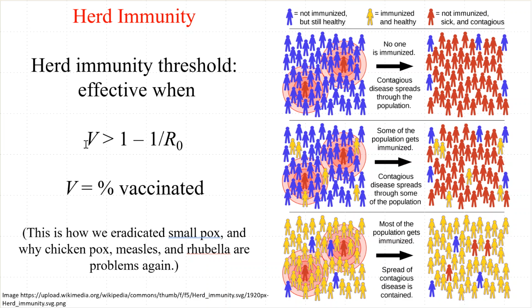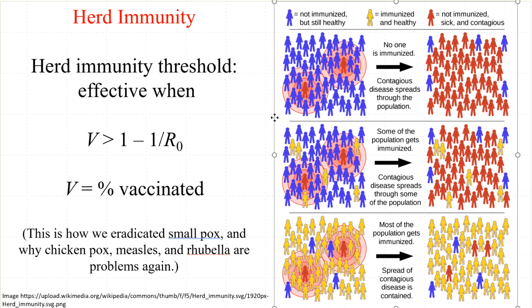And we can analyze a more sophisticated version of this model, and you come up with the result that the frequency of vaccinated individuals has to be greater than 1 minus 1 over R naught. So if R naught is 4, 1 over R naught is 1/4, and that means that more than 3/4 of the population have to be vaccinated for herd immunity to be effective.